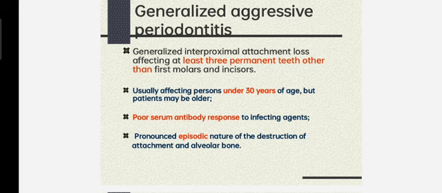So what will happen? A bacteria is introduced in the body. We'll see why the bacteria is so aggressive, because of the presence of various virulence factors. And if the body cannot control the bacteria, if our immune cells cannot control the bacteria, then the disease will progress at a very fast rate. Pronounced episodic nature of the destruction.